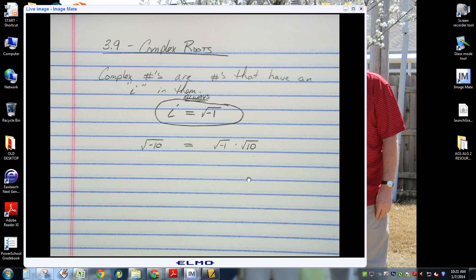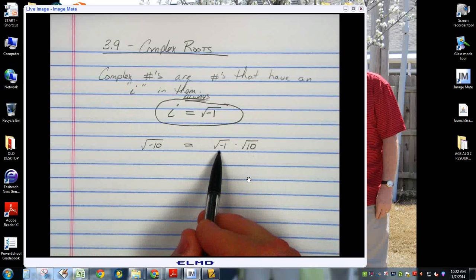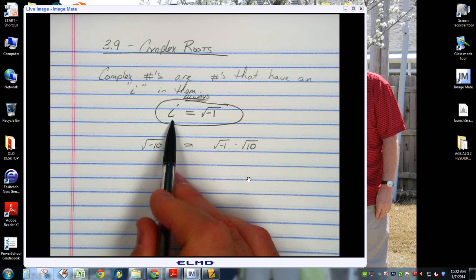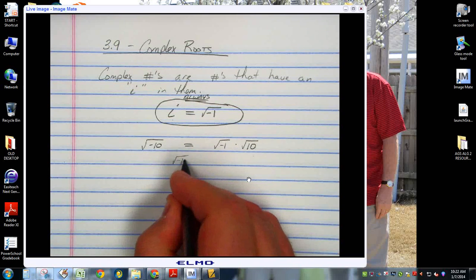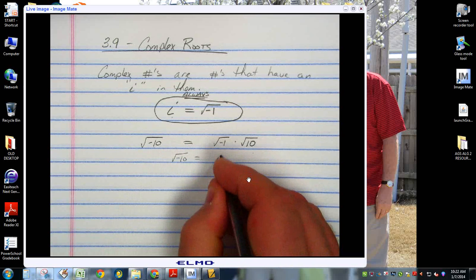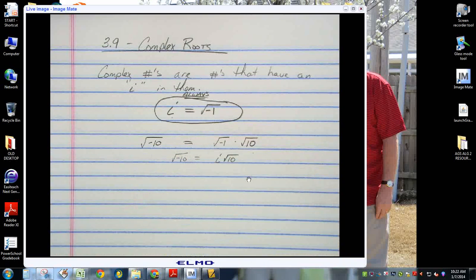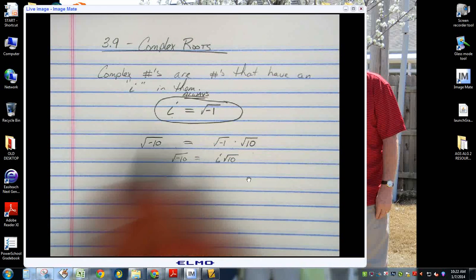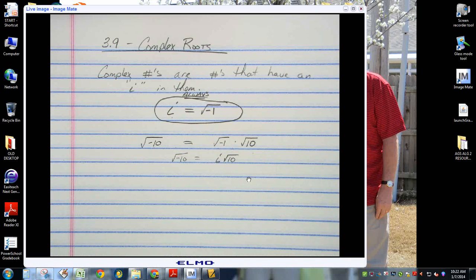Now, instead of writing the square root of -1, what do I write? So the square root of -10 is the same thing as saying i times the square root of 10. Now I only have a positive underneath the square root sign, don't I? But you have to have the i in front of it because it represents what? The square root of -1.